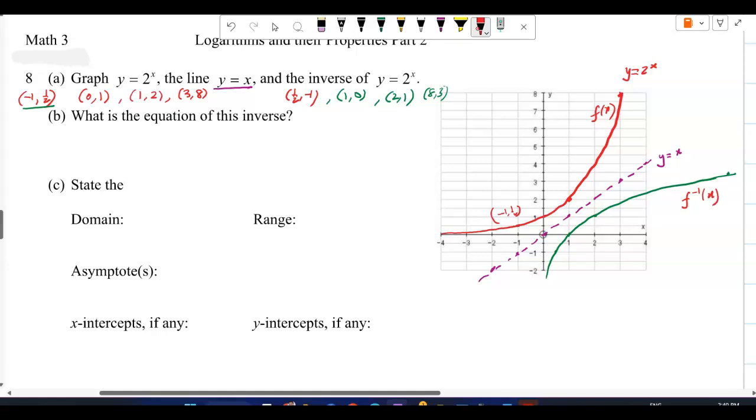Okay. What is the equation of this inverse? How do you get the equation of this inverse? You've changed it, so you push it. So y is equal to 2 raised to x. What is the first step?